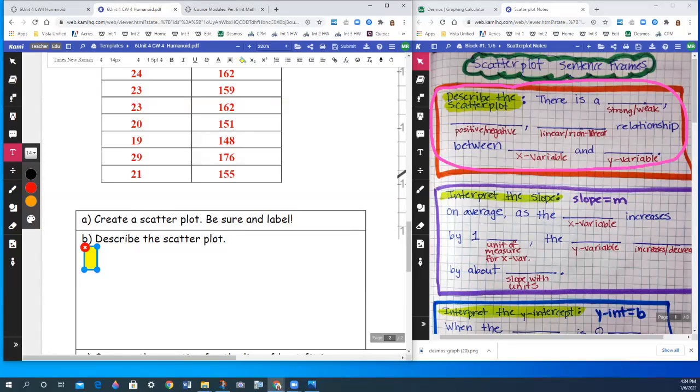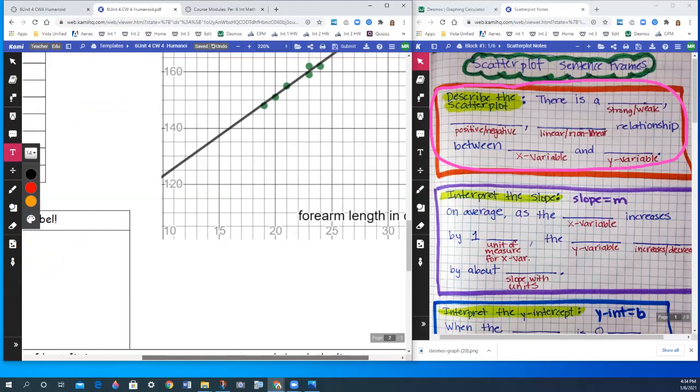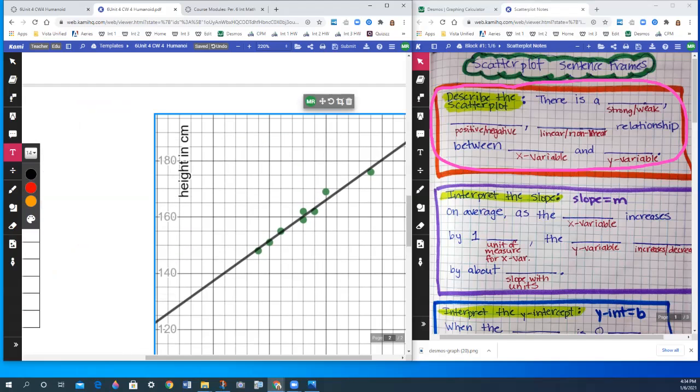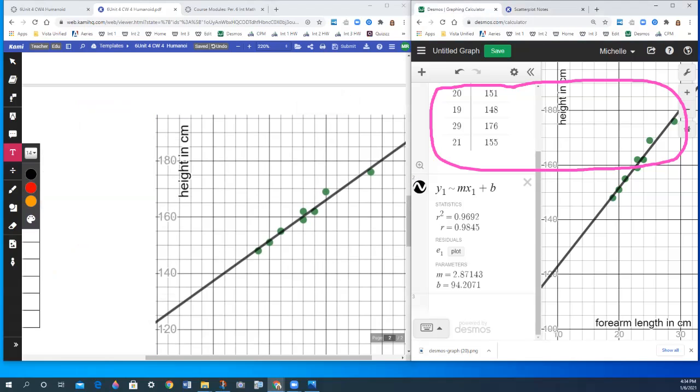So I'm going to say there is a, and then we decide strong or weak. And we look at the graph to see, well, how close are those points to it? We can also look at our R, okay? And so remember our R is 0.9845, that is pretty strong, pretty strong. Okay, so that is going to be strong.